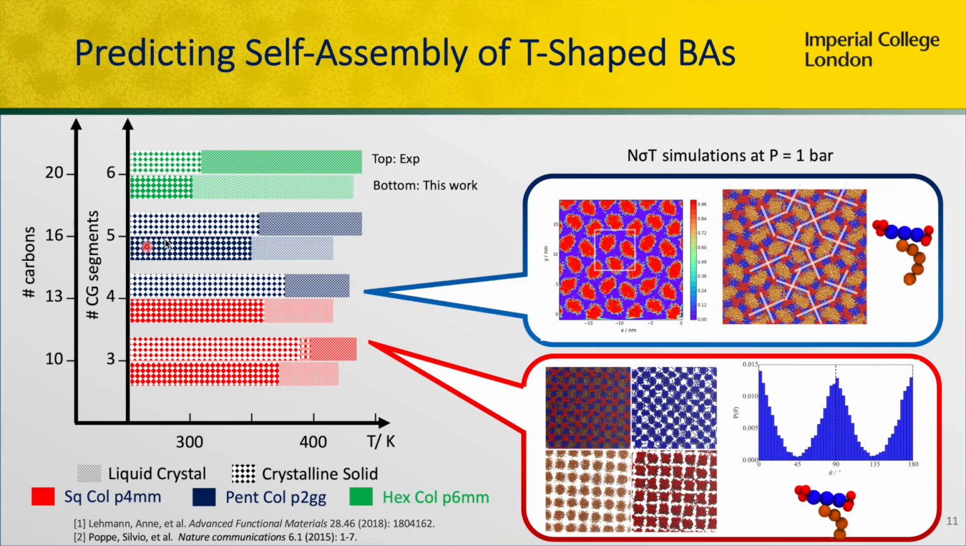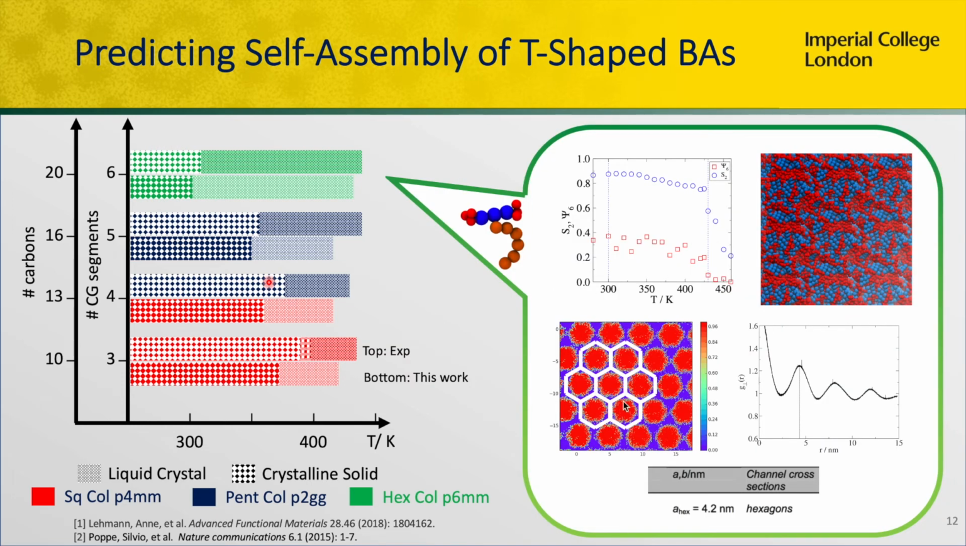For the case where we have 5 segments here, like this example, again, we get pentagonal columnar phases as observed in experiments, and this is a very good agreement as well. The transition temperatures are well captured. There's only a bit of discrepancy between this one, but this could be due to the level of coarse graining that we do.